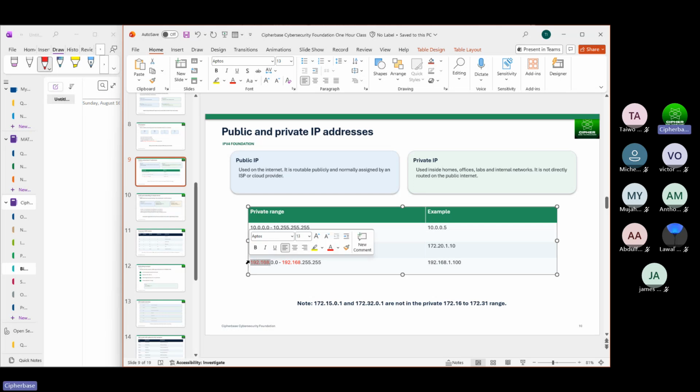Then for the third option as well, we use the second and the third octet. Anything above 168, let's assume we have 169, anything 169 and on like that are all public IP.